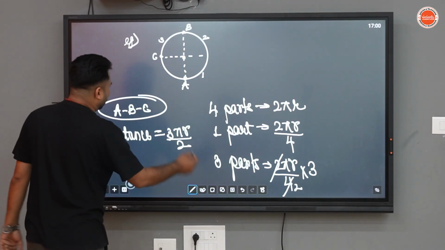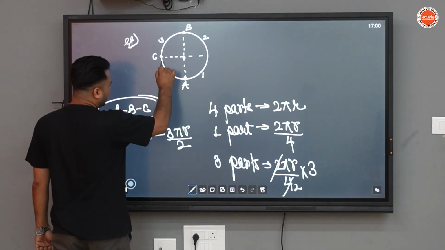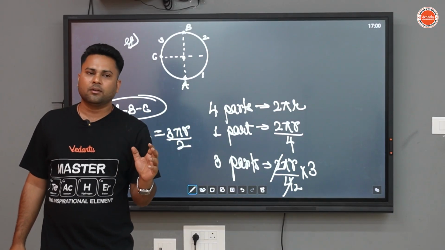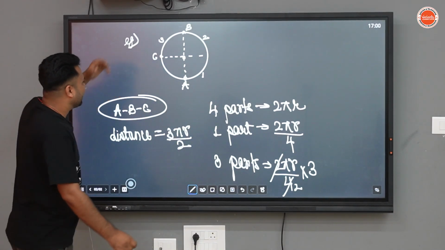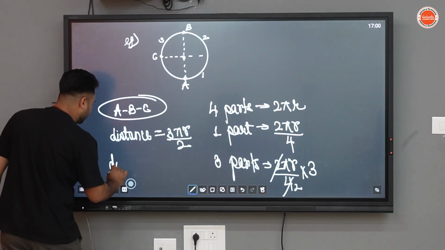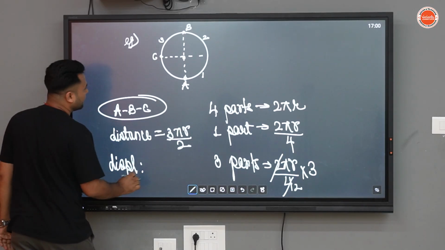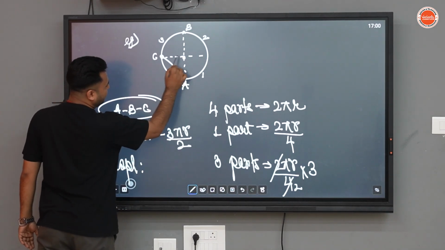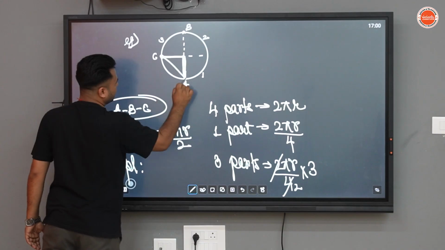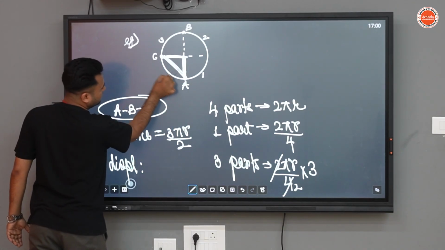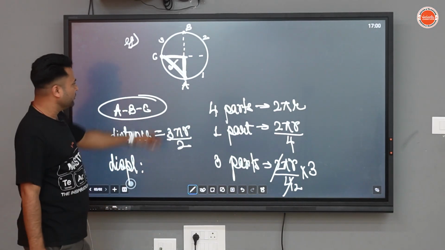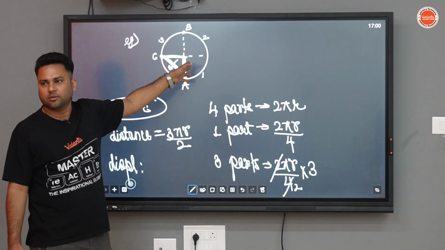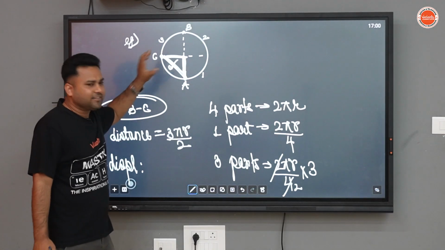But if they ask displacement, this is A, this is C. Either you can use the formula 2r sine theta by 2, or because this is a very easy case, you can directly write the displacement. If someone asks what is the displacement, directly join A and C. You can see now this is a right angle triangle. This one distance we have to calculate. This is R, this is R. Now this answer will be root 2 R. You are saying root 2 R. In this case it will be root 2 R.